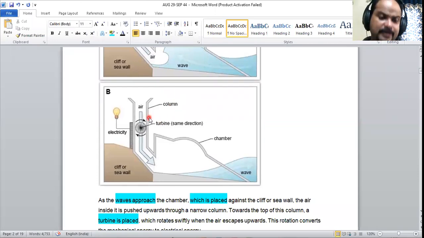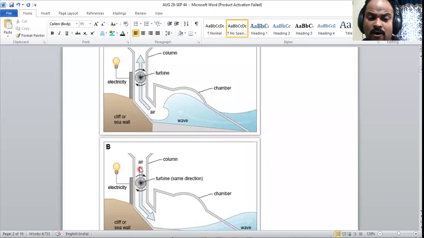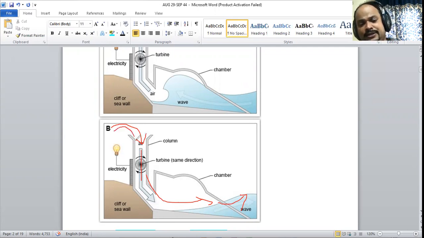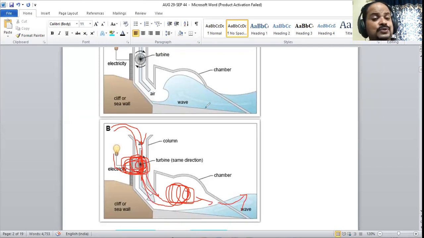And what we can see in picture number B is that when all the air escapes outside, the waves retreat because it's a natural process. The waves have to retreat. It pulls itself back to the sea. This is the force. As the waves retreat, we can see the atmospheric air is pulled inside the chamber. And when this negative pressure is created inside the chamber, the air is pulled inside. And this also turns the turbine in the same direction, and then electricity is produced. So this is what we can see here.